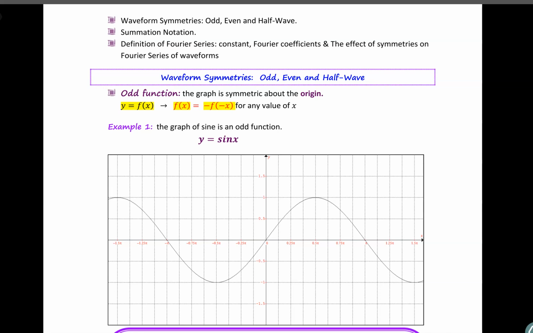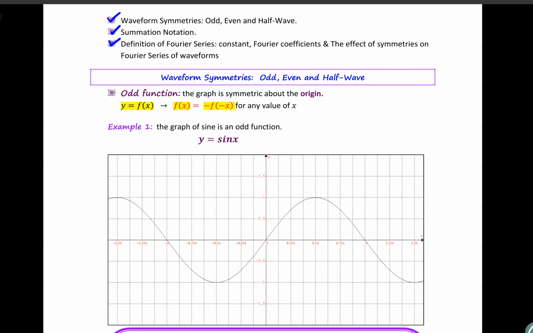Hello everyone. In this video, we will discuss waveform symmetries: odd, even, and half wave. We also talk about summation notation, the definition of Fourier series, its constant, Fourier coefficients, and the effect of symmetries on Fourier series of certain waveforms.